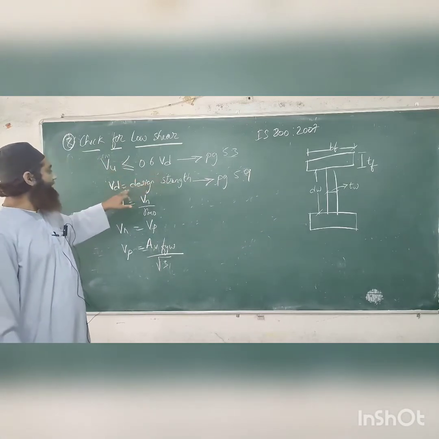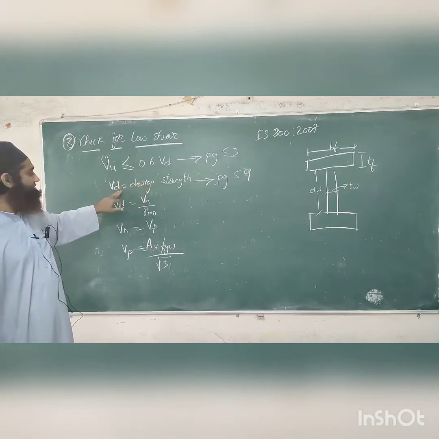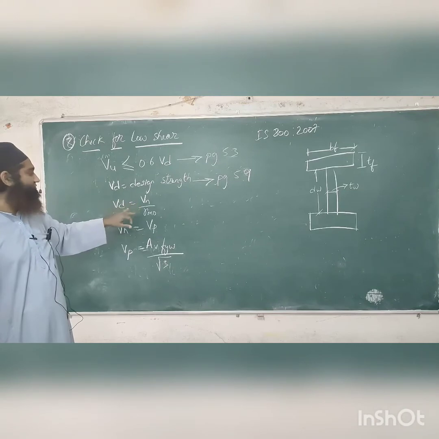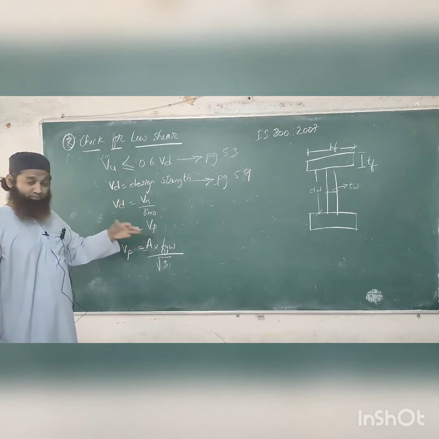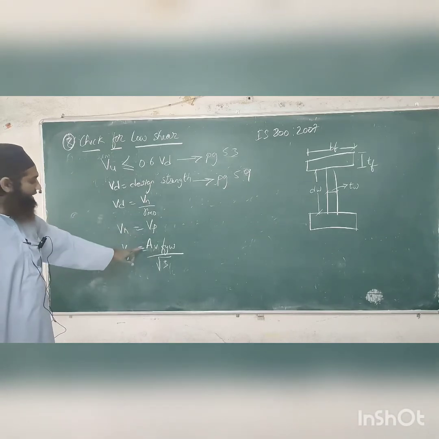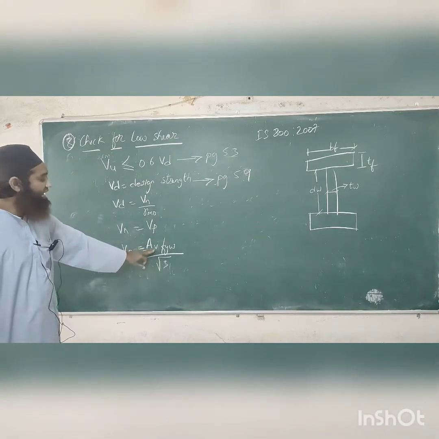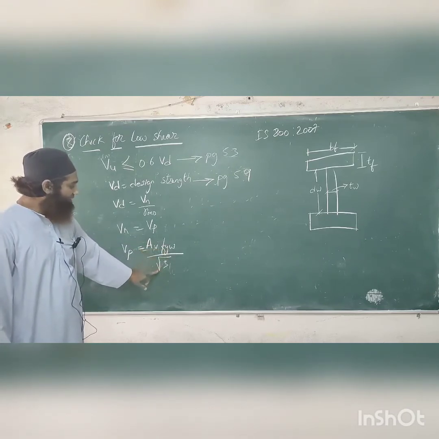Now Vd, we will be finding out what is this design shear. The design strength is given on page 59, Vn by gamma m0. Now Vn is Vp. It has been given in the code book like this only. So what is Vp? Vp is Av, the area of web, times the yield stress of web by root 3.